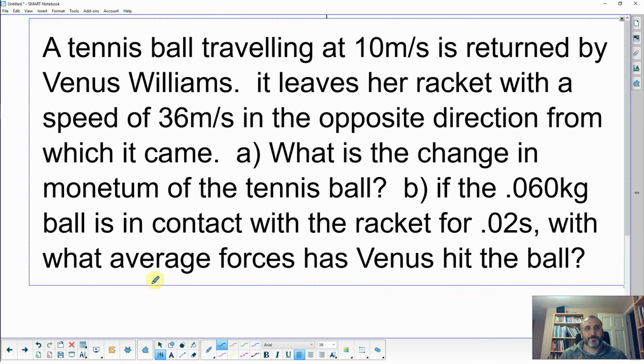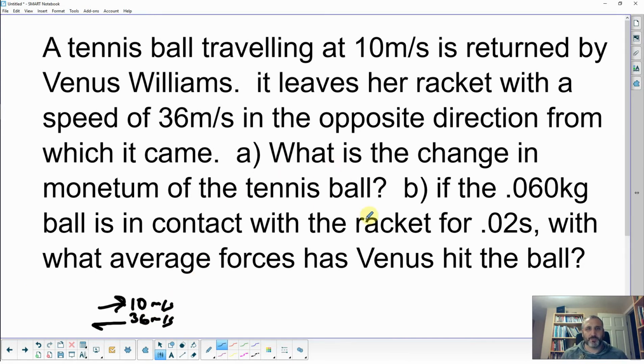Next up, a tennis ball is returned by Venus Williams. Yikes. It leaves her racket with a speed of 36 meters per second in the opposite direction from which it came. So it's going one way at 10 meters per second and goes the other way at 36 meters per second.